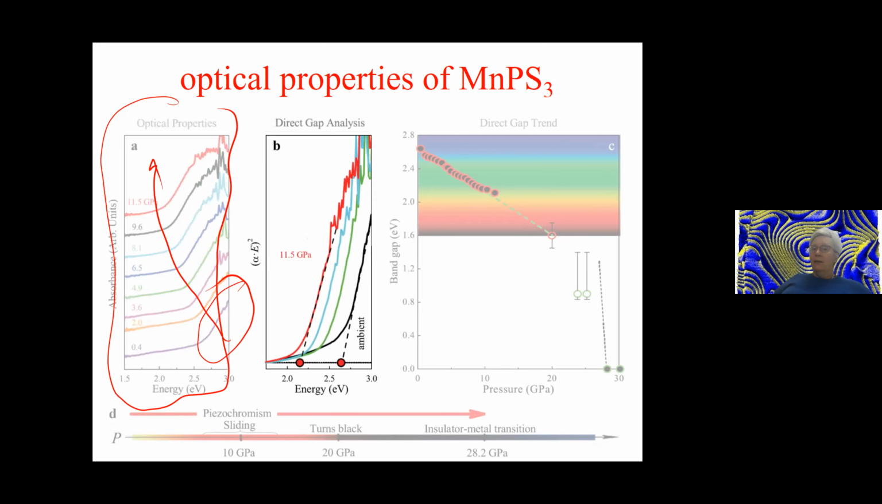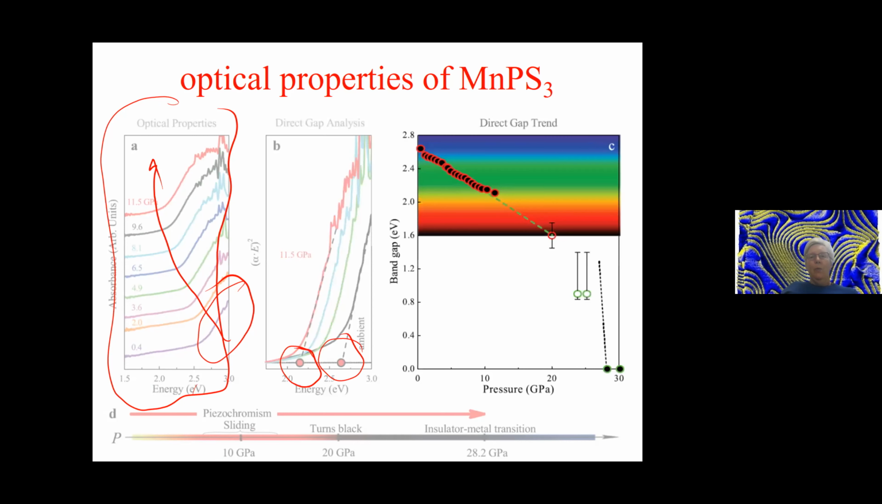You can do a direct gap analysis by plotting alpha E squared as a function of energy to extract the exact value of the gap. So here at ambient conditions, it's something like 2.6 or 2.7 electron volts, and at something like 11 or 12 GPa, it's down here to 2.1, I guess, or 2.15. All right. We can plot the trend in the direct gap on a gap versus pressure plot. And the data I just showed you gives you this trend right here.